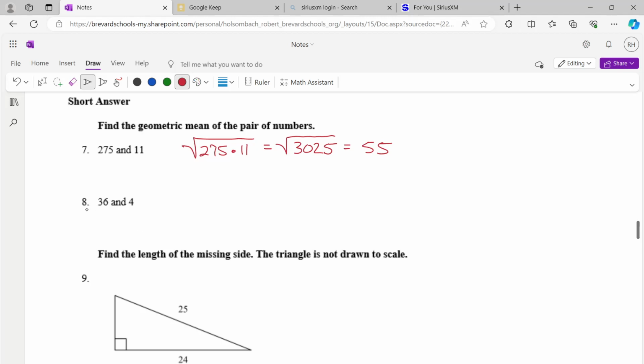Number 8, the geometric mean of 36 and 4 is equal to the square root of 36 times 4. And that is equal to the square root of 144. And the square root of 144 equals 12.